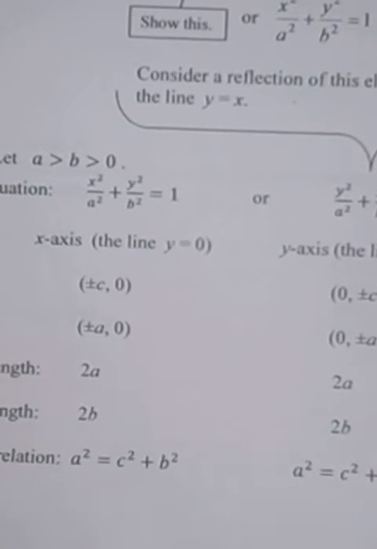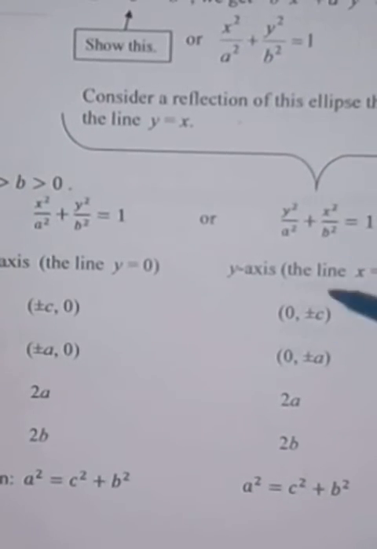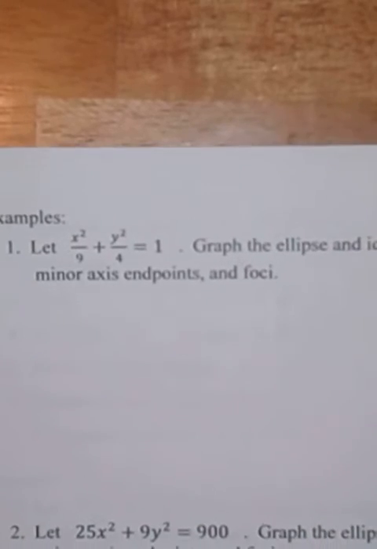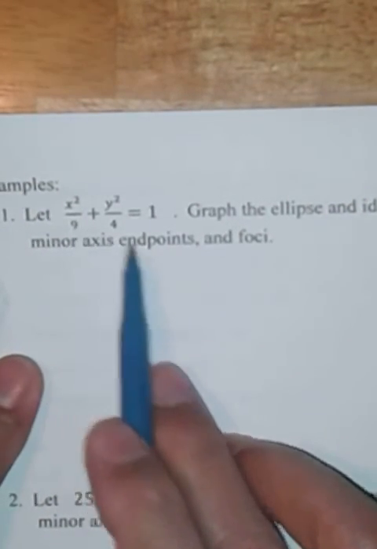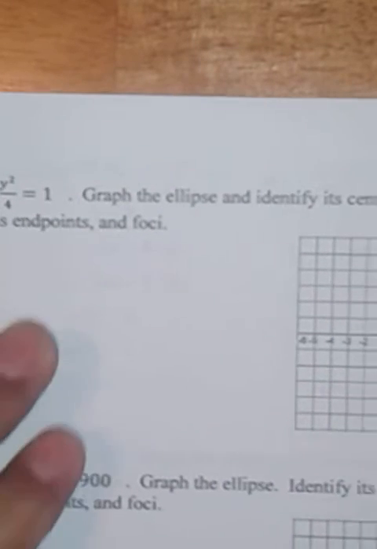All right. Again, your foci are distance c from the center, but in this case it'll be vertically for both the vertices and foci. All right, let's take a look at an example. So we're going to graph this ellipse, identify center, vertices, minor axis endpoints, and foci.